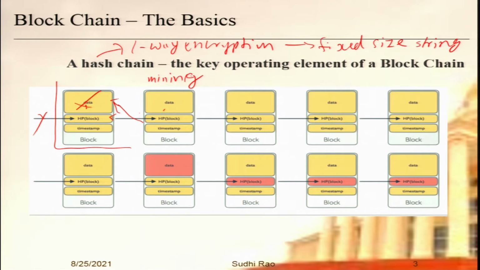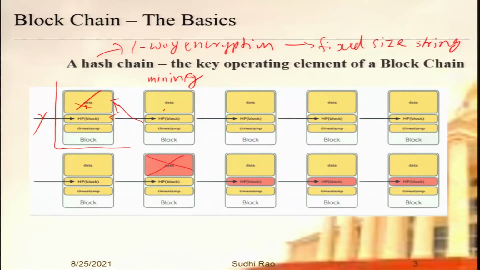Having said that, let us consider a case where somebody wants to go and change a transaction retrospectively here. Somebody wants to commit a fraud, instead of 5 bitcoins going from person C to me, they want to change the transaction saying that 5 bitcoins went from person C to person B. Suppose they want to change this data, what happens?